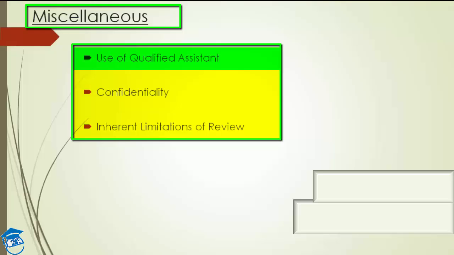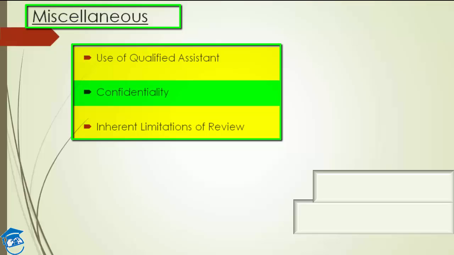Perfect, guys. Next comes confidentiality. All you need to remember is, if you get involved in any of the peer review assignments, then strict confidentiality shall be maintained by all those who have been included in the peer review process, be it reviewers, members of the board, any non-qualified or qualified assistant of the practice unit, or anybody. This confidentiality needs to be maintained.